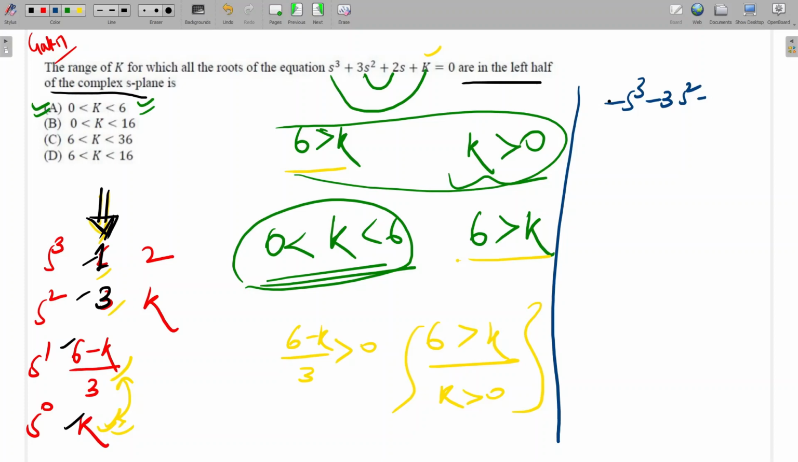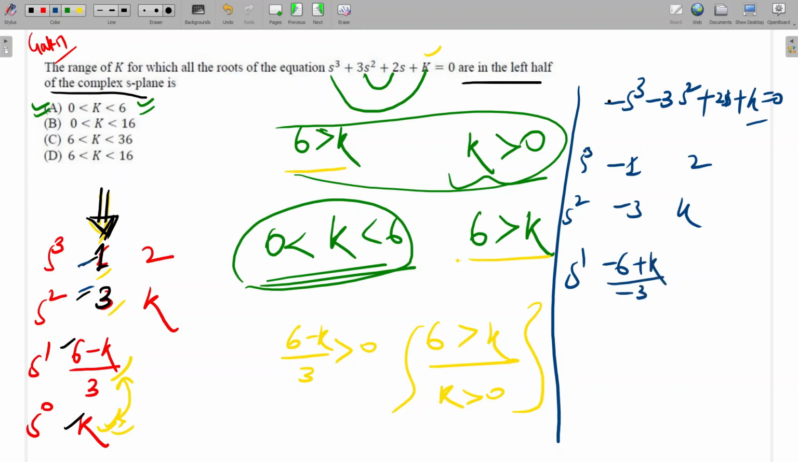plus 2s plus k is equal to 0. So first minus 1, minus 3 will come, and it is 2 only and it is k only. We'll write here minus 1 for the s to the power 3 term. Again the s squared term minus 3. This is 2, this is k. What will be the s to the power 1? That will be minus 6 plus k divided by minus 3. Is it correct? And s to the power 0 will be k.